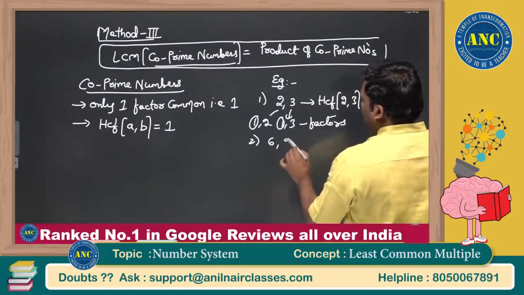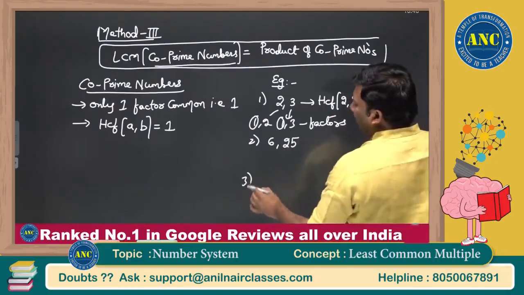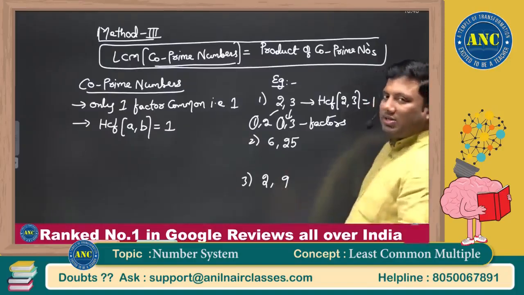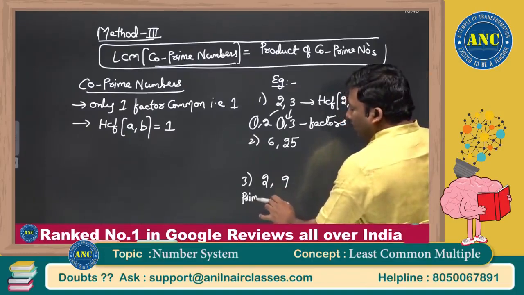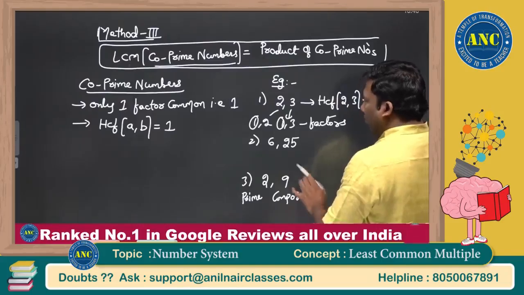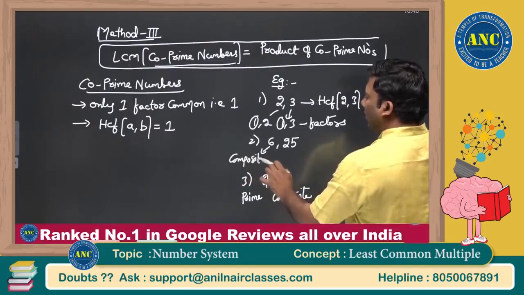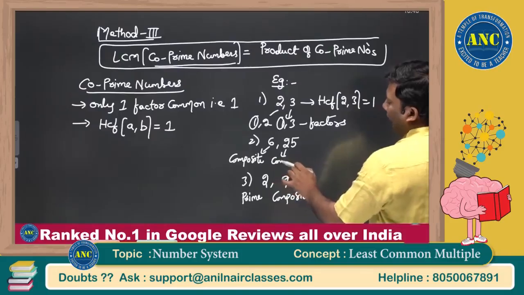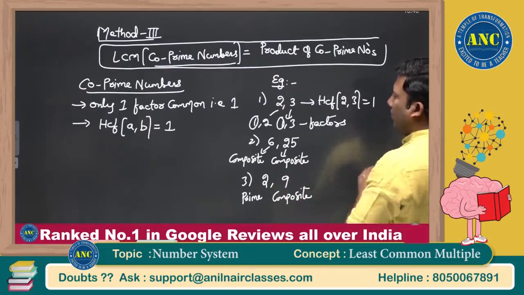Suppose if I take 6, 25, or if I take 2, 9. Why am I taking these three examples? Because 2 it is a prime number. 9 it is a composite number. 6 it is a composite number. It has got factors 1, 2, 3 and 6. 25 it is also a composite number.